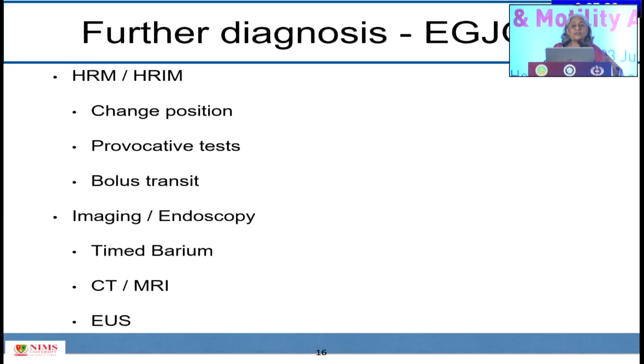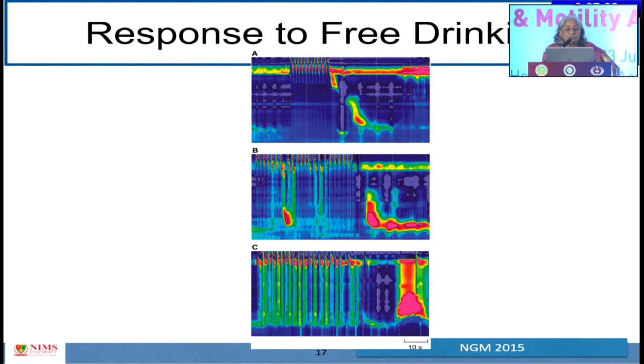So for the further diagnosis of EGJ obstruction, try and change the position, do a provocative test, look at bolus transit with impedance, which will come in the further sessions, or do an imaging like a timed barium, maybe a CT, maybe an MRI, or even an EUS. So response to free drinking, you can see in the third slide down, as soon as you give a free drinking, the esophagus shortens, the LES moves up, and you see a whole lot of spasm looking like type 3 achalasia.